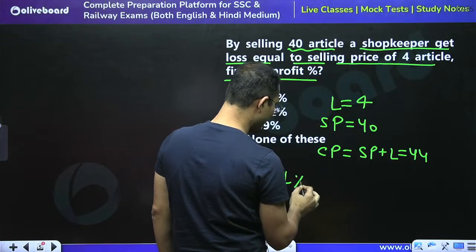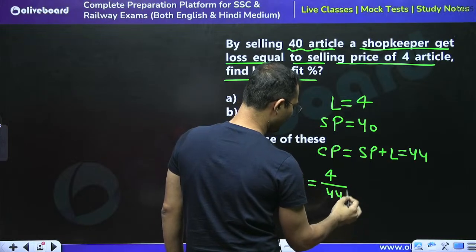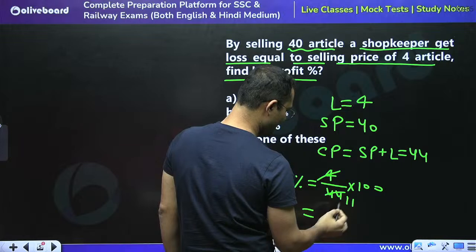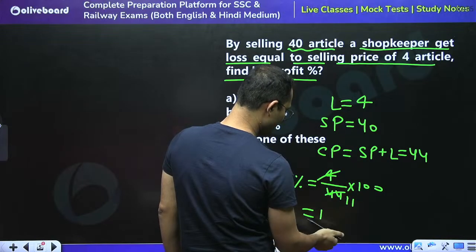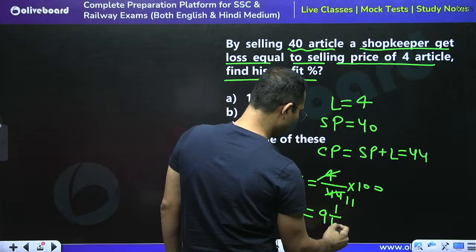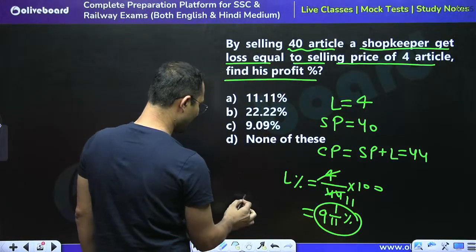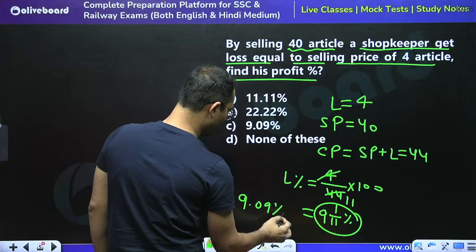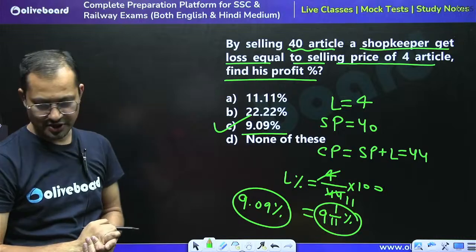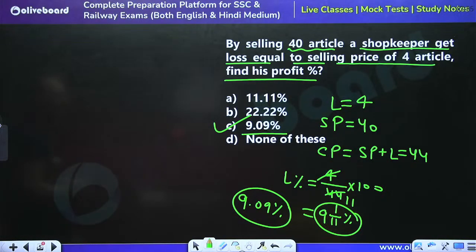So loss percent is going to be loss upon CP. Loss is 4 divided by 44 into 100. So by 4 it is 11 times. 11 9s are 99, so 9 whole 1 upon 11% loss, or we can say 9.09% loss. So here the loss is 9.09%. 9.09% is the right answer.